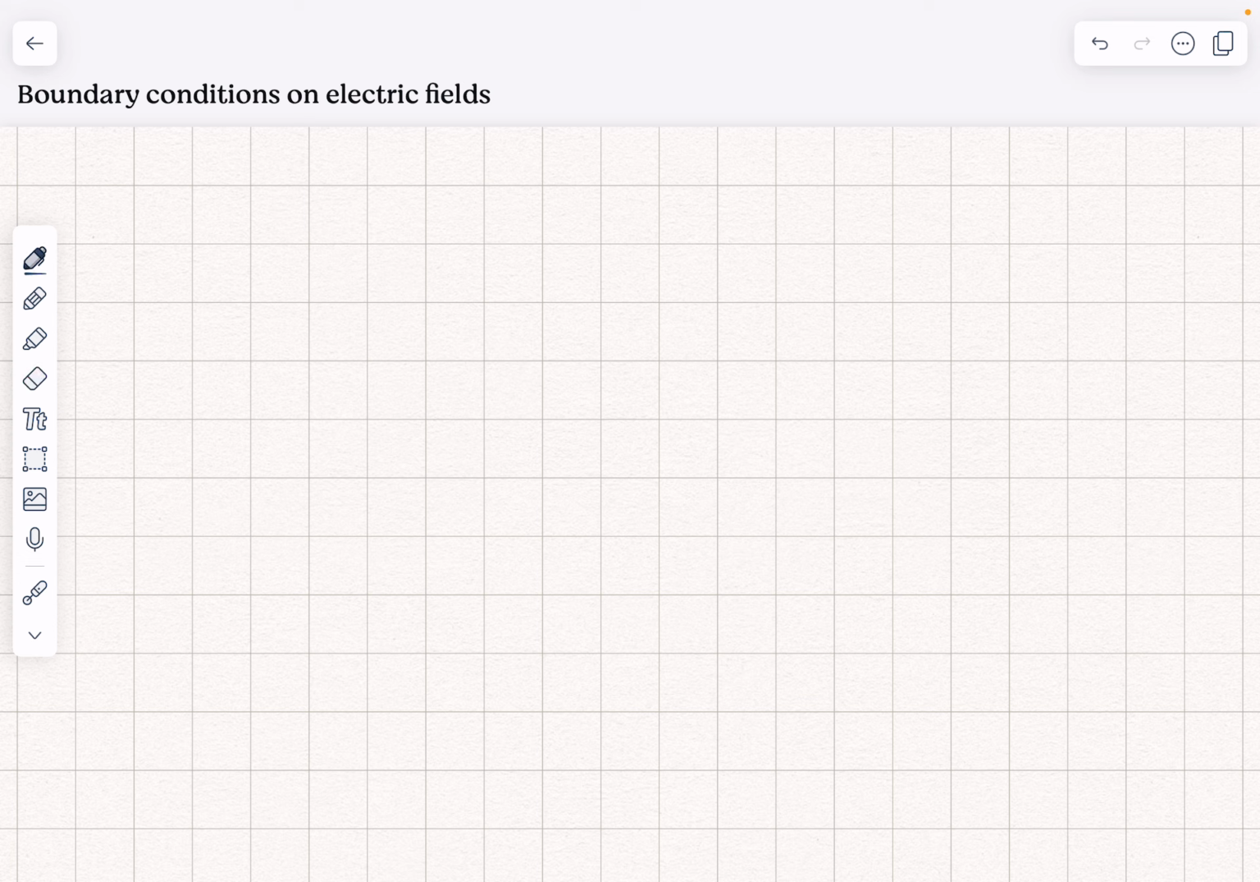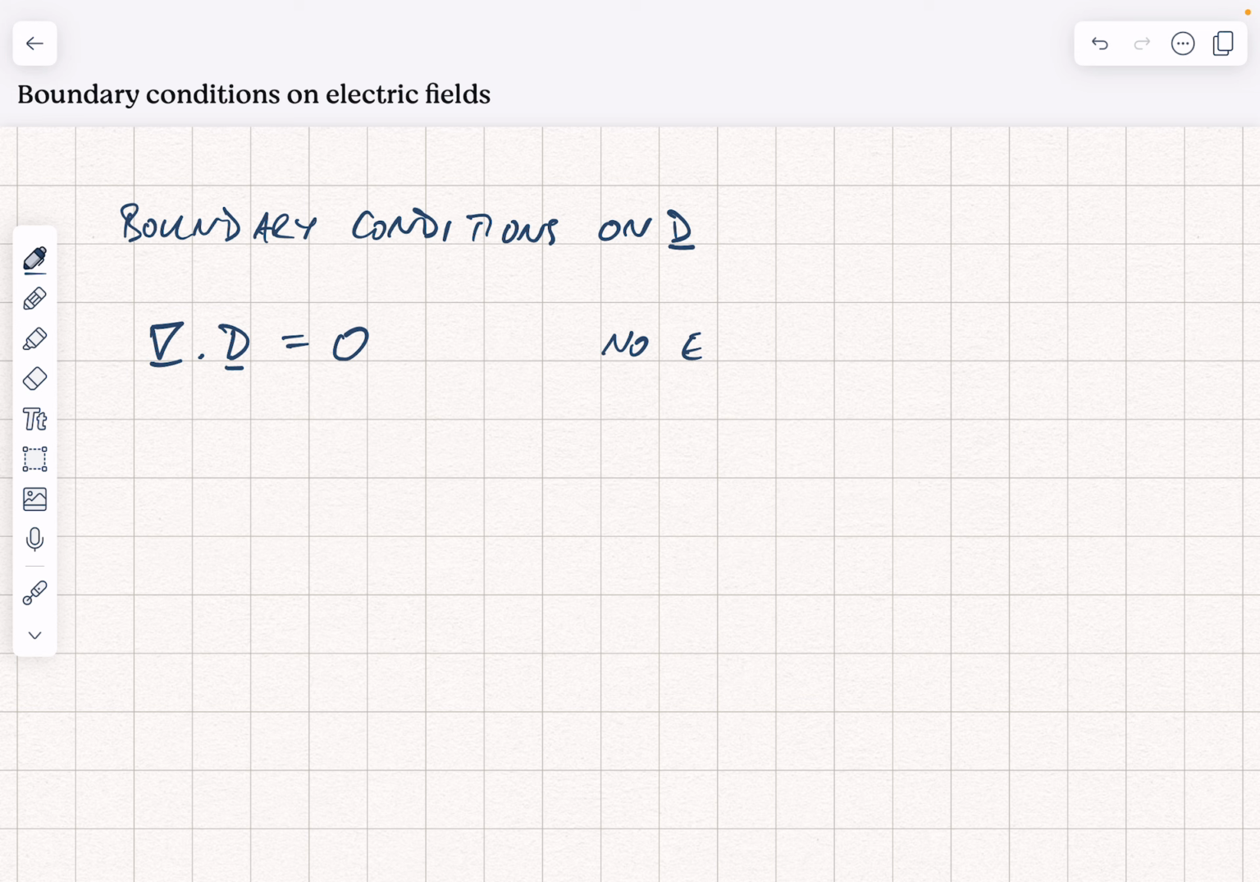So first of all, we're going to consider boundary conditions on D. And to do this, we're going to consider one of Maxwell's equations. We're going to use the modified form of Gauss's law. Now, div D normally is equal to rho, the external charge density, but we're actually only going to consider the situation where div D is equal to 0, so there is no external charge density.